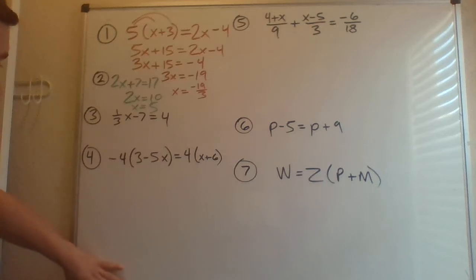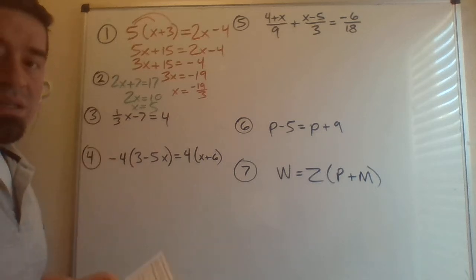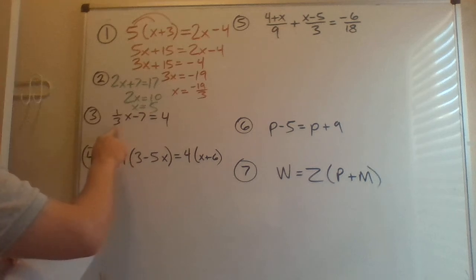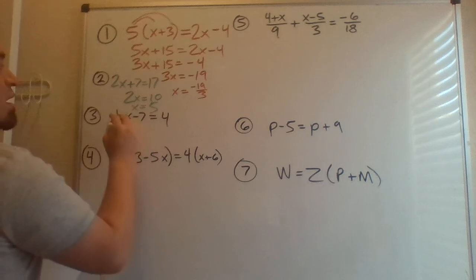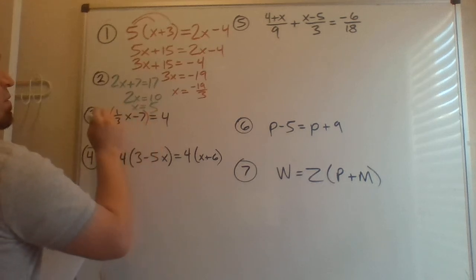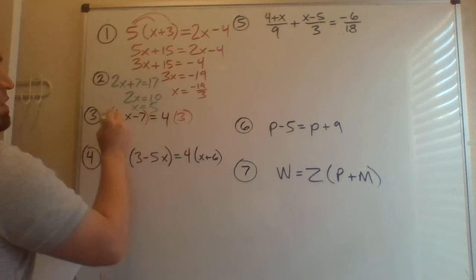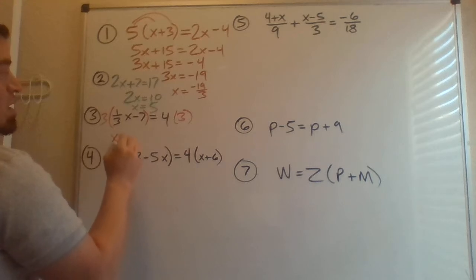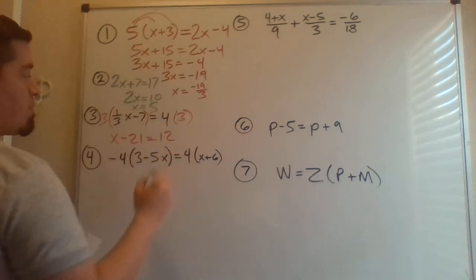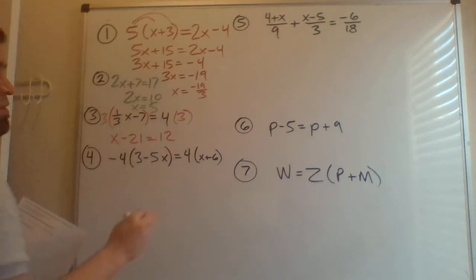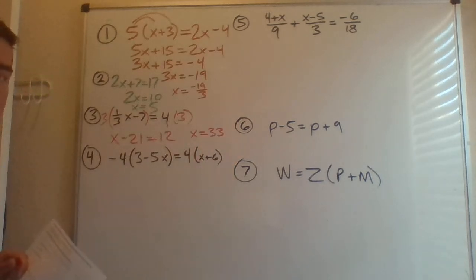Now 3, you have a fraction, so we'd always say if you have a fraction, let's get rid of it. So how am I going to cancel out division by 3? Right from the start, I can just multiply by 3. So I'm going to multiply this by 3, and then this side by 3. You have to distribute the 3. 3 times 1/3 cancels out, which leaves x, and then 3 times negative 7 is negative 21. 4 times 3 is 12. And then I just add 21 to both sides. That's going to give me 33. And I'm done.